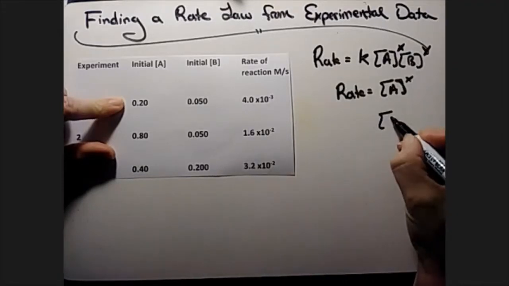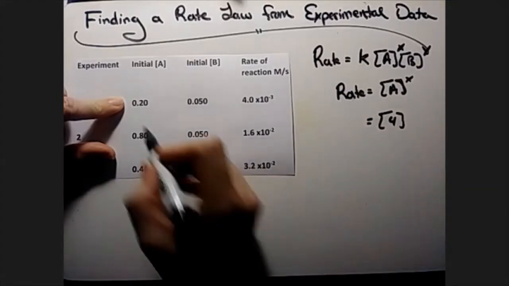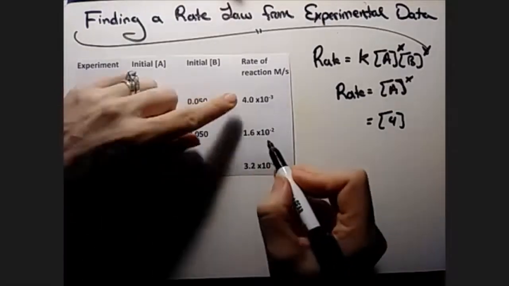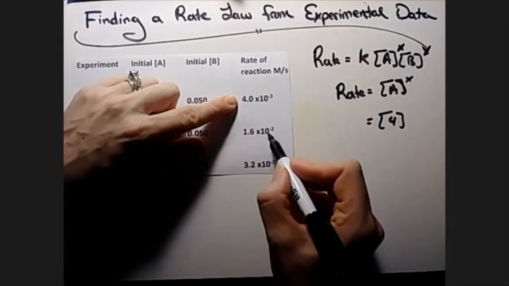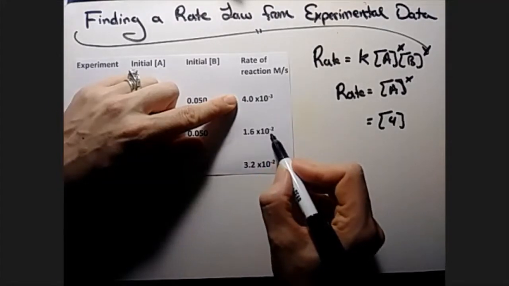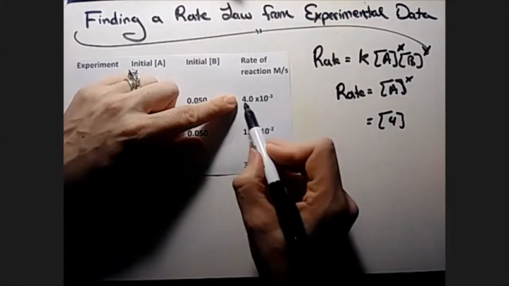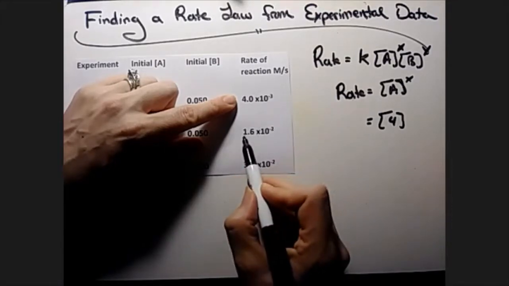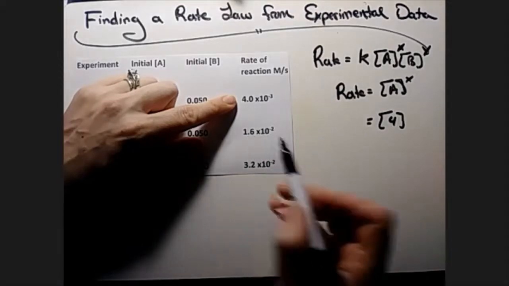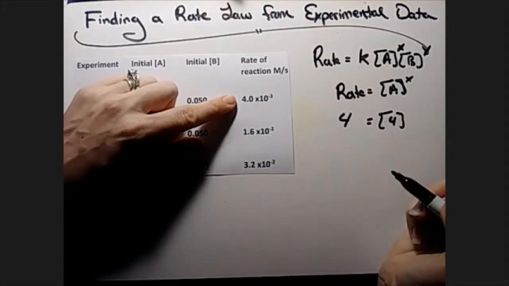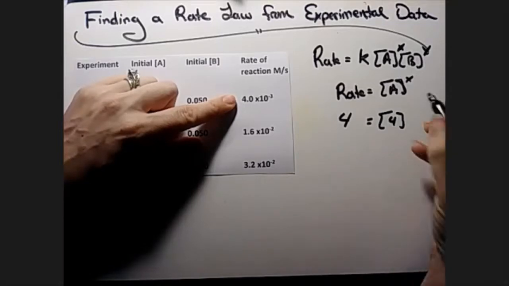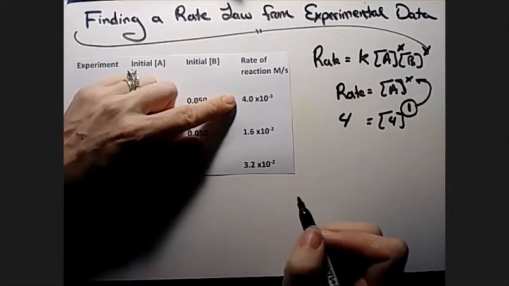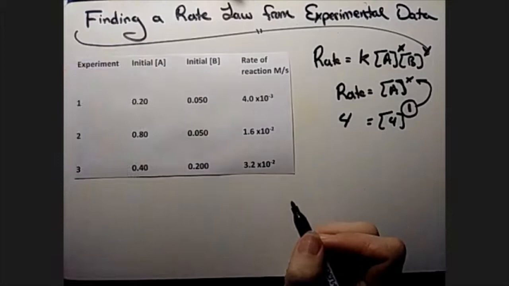So again, I'm going to put in a 4 for A because I'm quadrupling the concentration. If I take a look at what happens to the rate, I also quadruple the rate. You can actually punch this into the calculator. If you enter in 4.0 times 10 to the negative third and multiply it times 4, you will get 1.6 times 10 to the negative second. So my rate is also going up by a factor of 4. Well, the only exponent that would actually make this make sense is a 1. So the order with respect to A is first order.